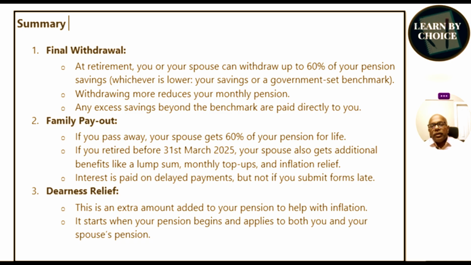To summarize, the UPS subscriber is eligible for final withdrawal, the spouse in case of death is eligible for family payout, and dearness allowance is also payable under both the scenarios.